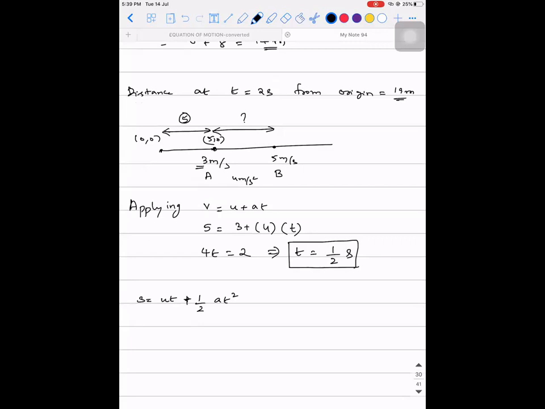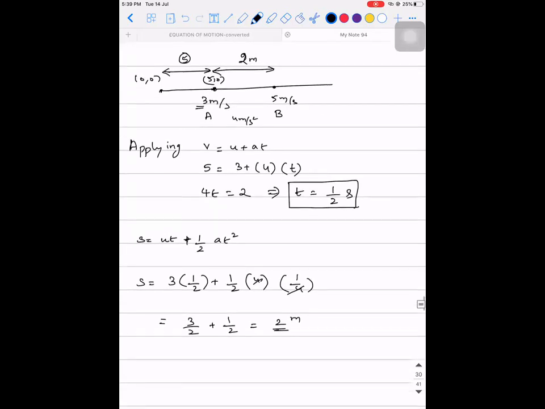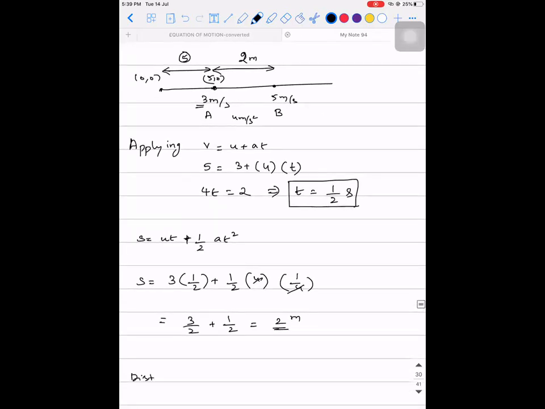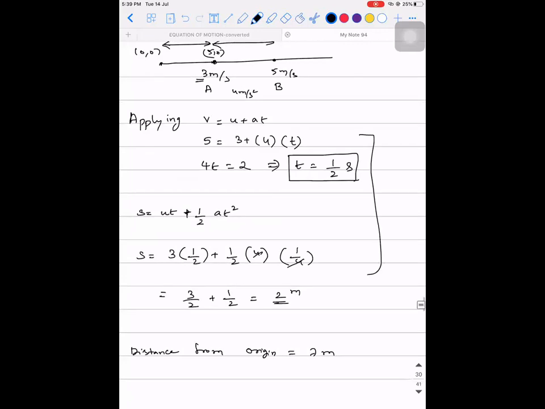S is equal to ut plus half at square. S is equal to u, which is 3, into 1 by 2, plus half into acceleration, which is 4, into t square, that is 1 by 4. So this and this will get cancelled. 3 by 2 plus half. All right. So that will be 2. So how much distance it would have traveled in half a second? It would have traveled a distance of 2 meter. So what is the distance from origin? 7 meter. That's it.